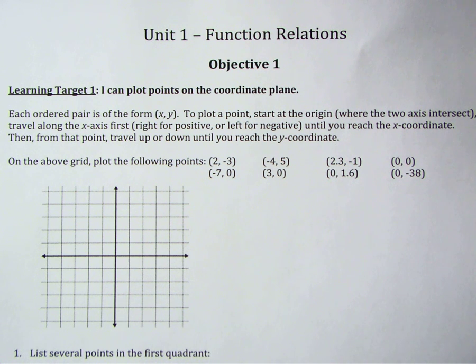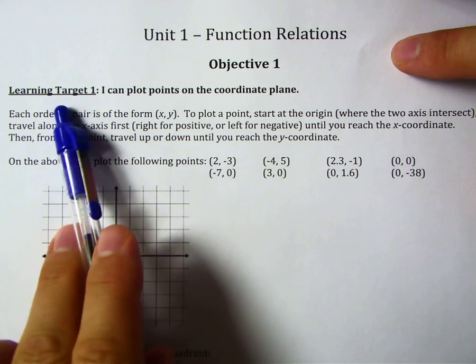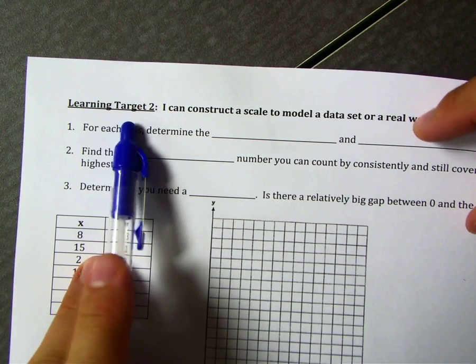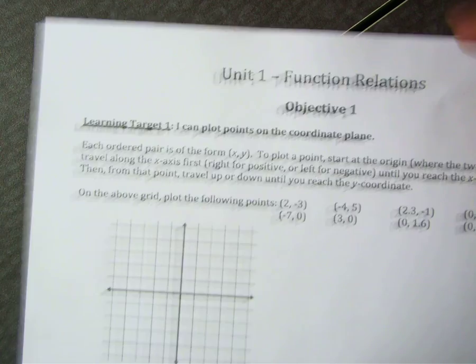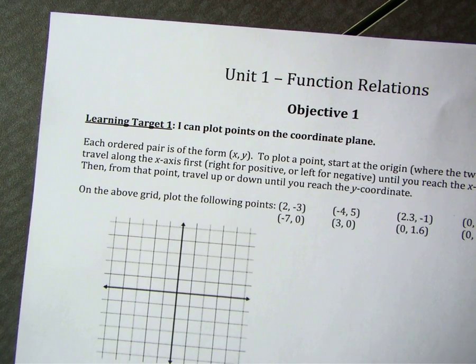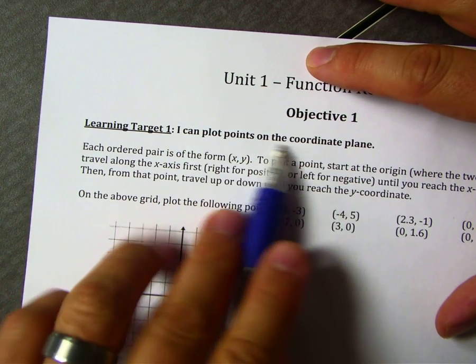All right, so right now you should have in front of you the Unit 1 Function Relations Objective 1 note page. It's going to have Learning Target 1 on the back. You're also going to have Learning Target 2 on here. We're just going to take notes on Learning Target 1 right now. All right, so the first thing is I can plot points on the coordinate plane.